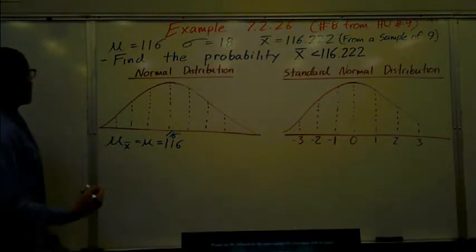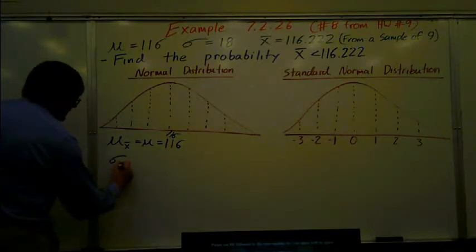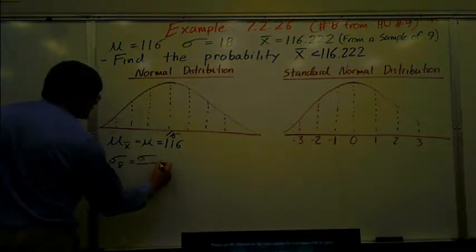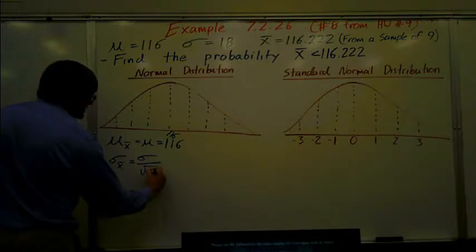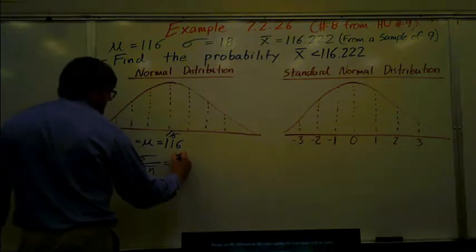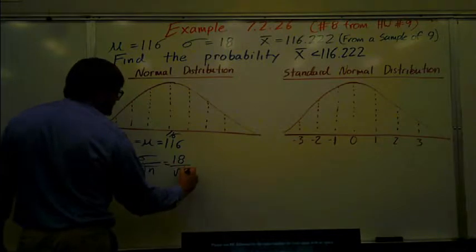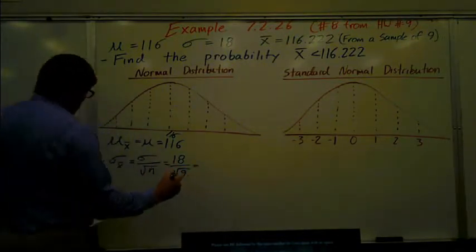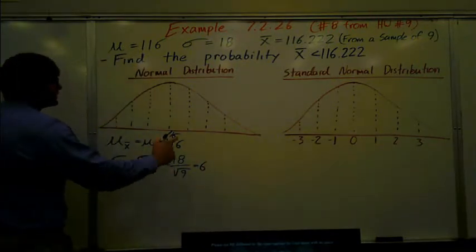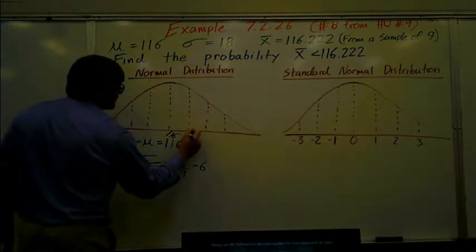Now to figure out what the standard deviation is of our sample mean, of course, we're just going to use the formula that the standard deviation of the sample mean is equal to the population standard deviation divided by the square root of the sample size. And we're told the population standard deviation is 18, and the sample size in this case was 9. So that comes out to 6. So let's see, one standard deviation above the mean would be 116 plus 6, or 122.